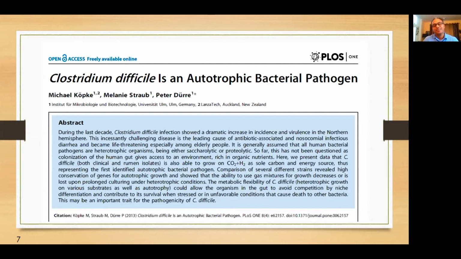Mostly all bacteria are heterotrophic, but this is an exceptional autotrophic bacterium. So maybe there are other bacteria we don't know. With time, the scientists will discover other autotrophic bacteria. But interestingly, this is the first human pathogen, and it can also live an autotrophic life.